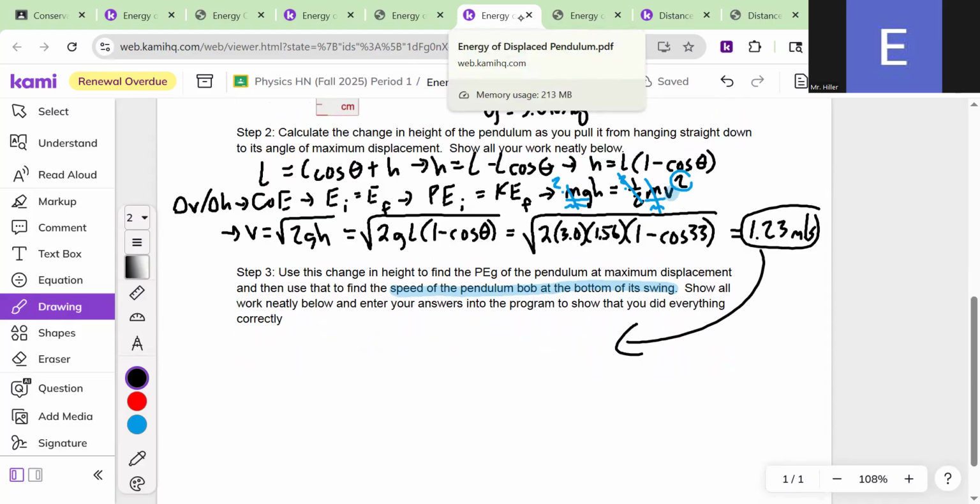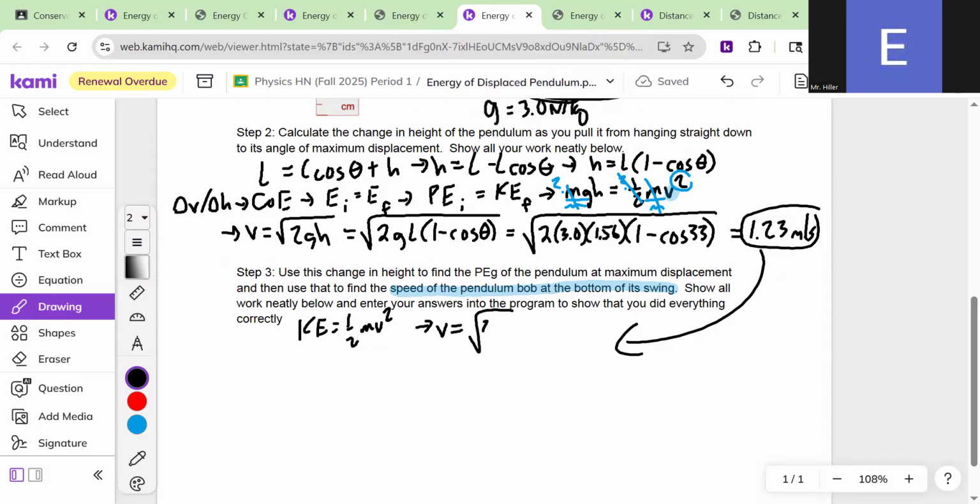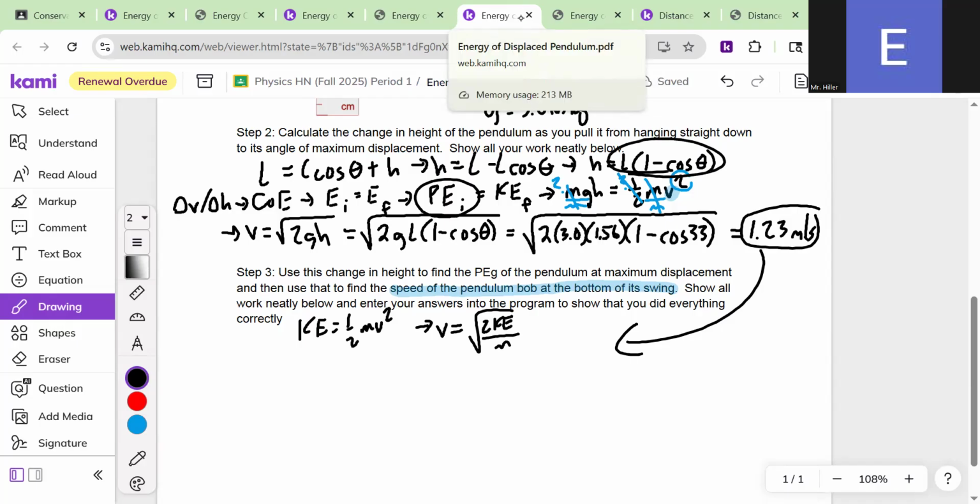The other way you can do this problem is to find the potential energy. The potential energy at the top is equal to the kinetic energy at the bottom, and then you're solving the kinetic energy equation for speed. It's the same thing. Multiply by 2, divide by mass, and square root. So speed would be 2 times the kinetic energy divided by the mass, and then square root that. But you'd have to find the potential energy still using the same thing, right? The potential energy would be mg times L times the quantity 1 minus cosine theta. So you still have to find it the same way.